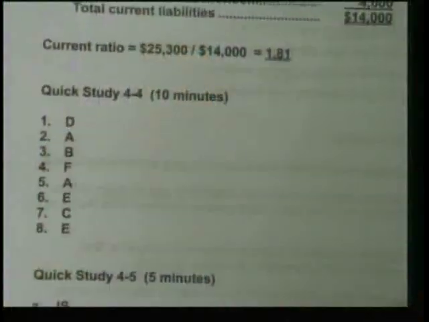What about wages payable, number six? That is a current liability, E. Number six is E. Number seven, store equipment. We talked about this just a few minutes ago. Number seven, store equipment is a plant asset or fixed asset, which is letter C. So number seven is C. And number eight, accounts payable is E, a current liability. Does that make sense? All right. So, if you missed any of those folks at home, there's the answers to Quick Study 4.4.